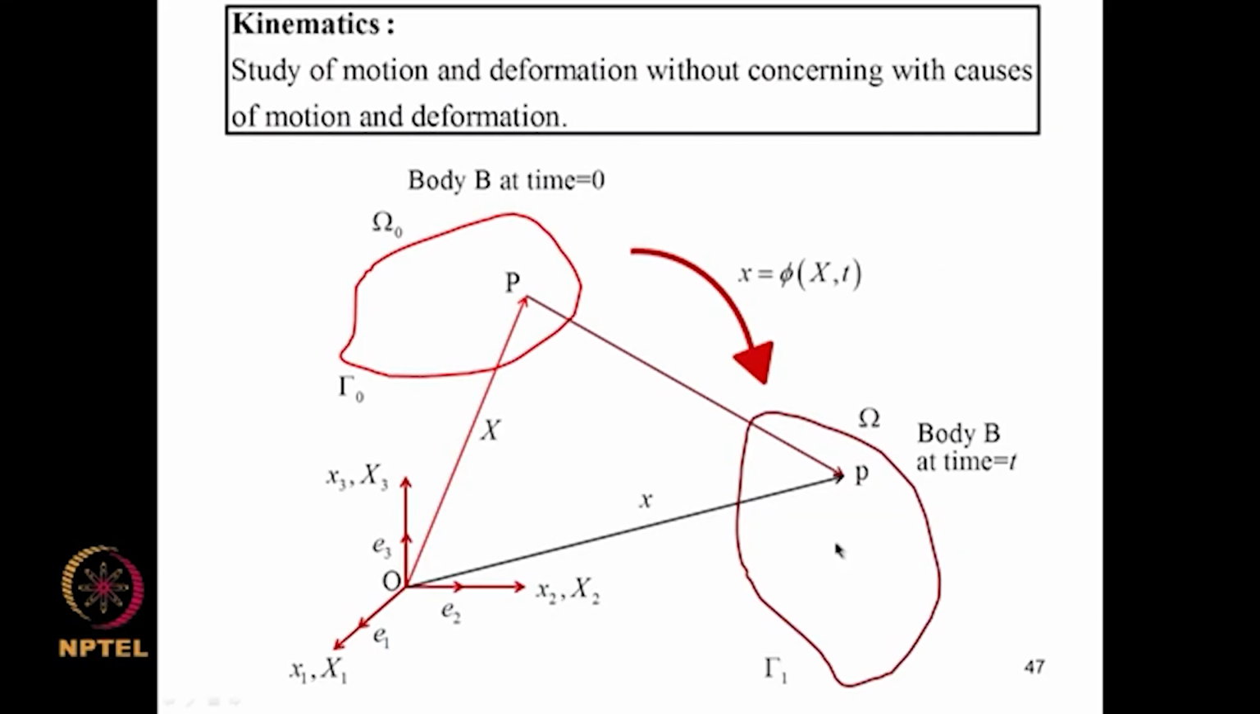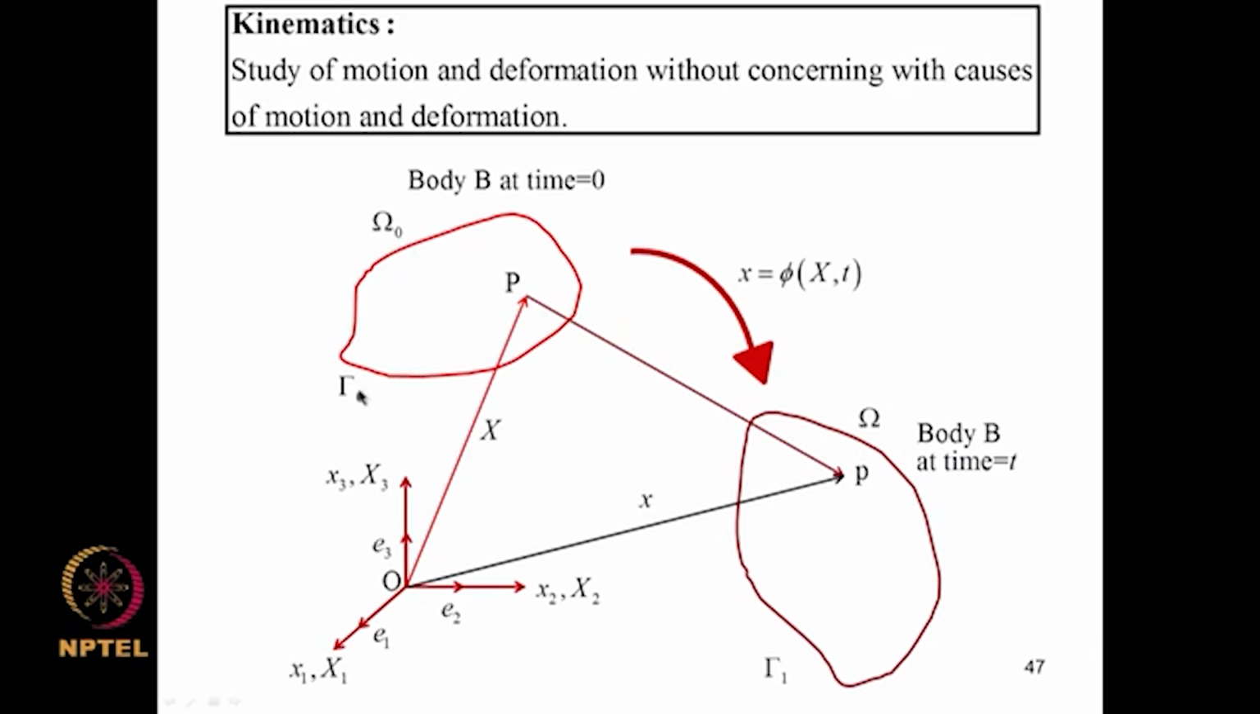So, we will start with some simple questions about kinematics. Kinematics is the study of motion and deformation without concerning ourselves with the causes of motion and deformation. We do not talk about forces which create the motion and deformation; we simply focus on geometry. So, here we talk about a reference configuration, say let us assume body B at time 0.